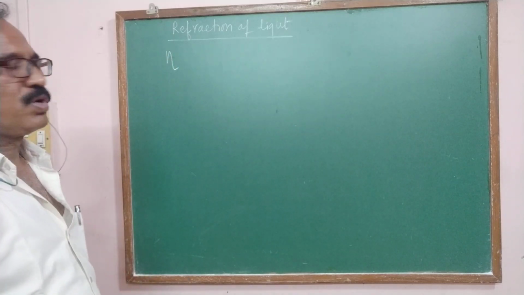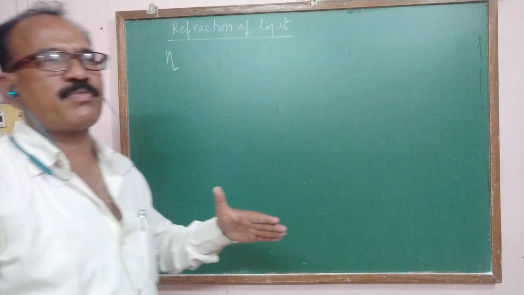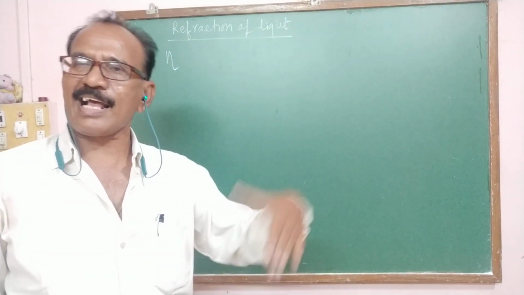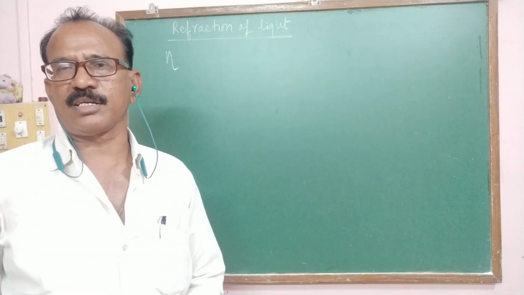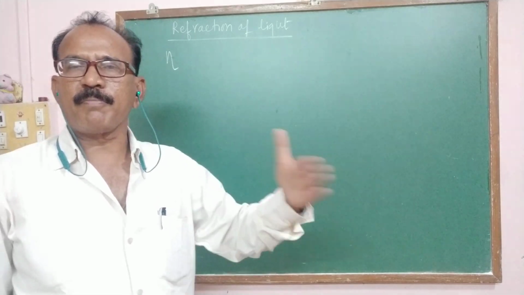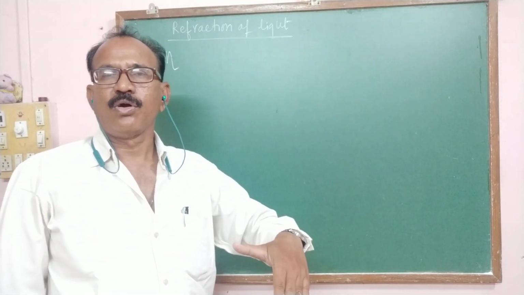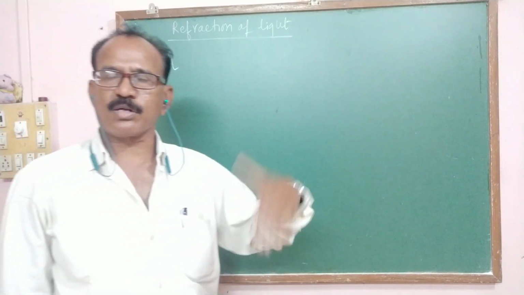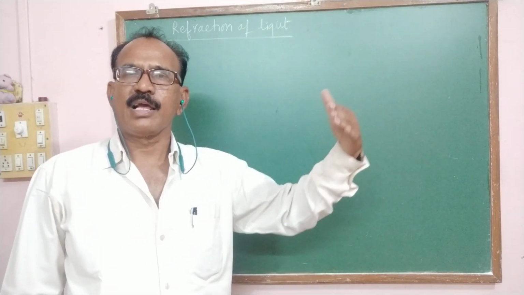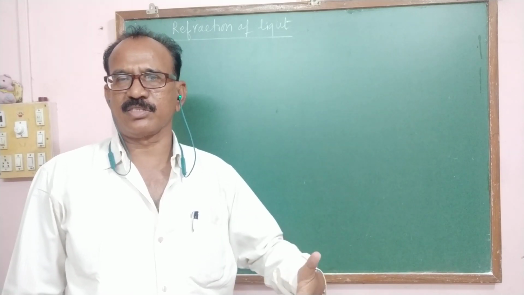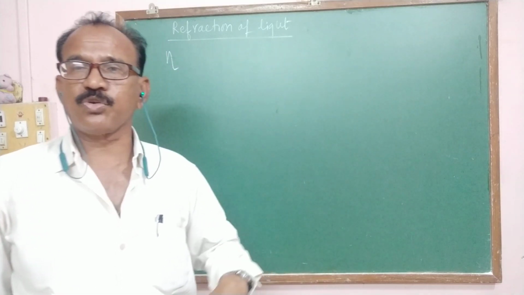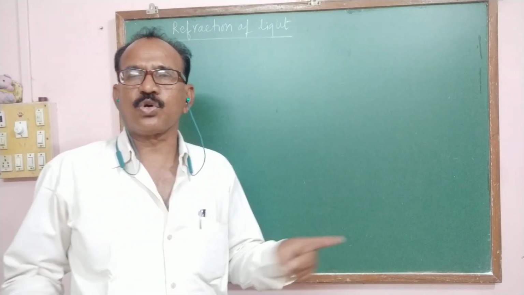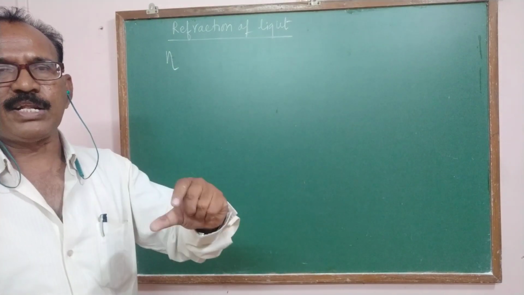Eta is equal to... the maximum velocity of light is in the vacuum. Air is also denser as compared to the vacuum. Water is also denser. But comparing water and glass, water is rarer, glass is denser. Comparing air and water, air is rarer, water is denser. Comparing air and vacuum, air is denser, vacuum is rarer. So like this, the refractive index gives the value.